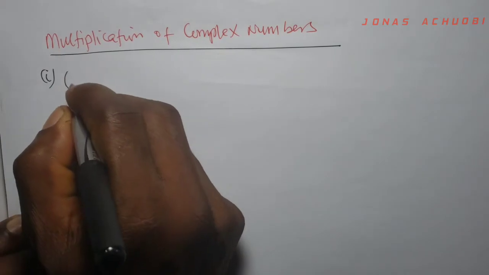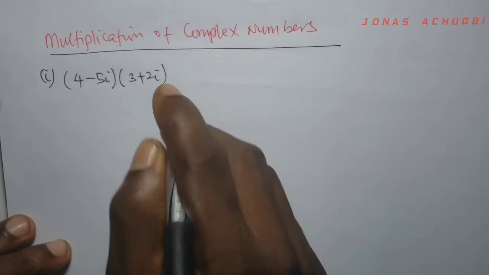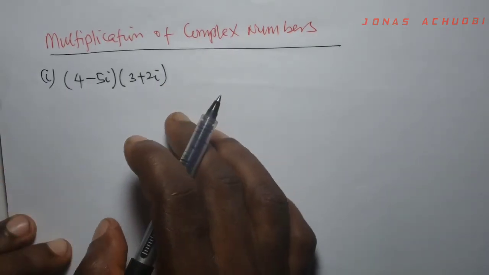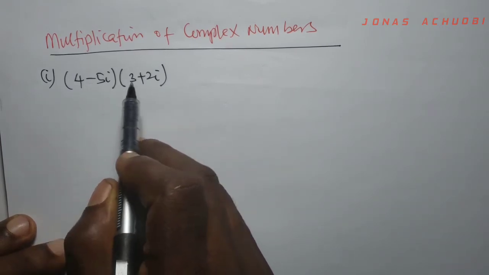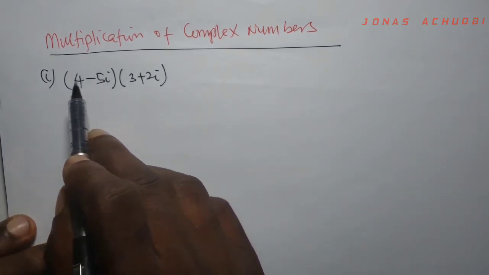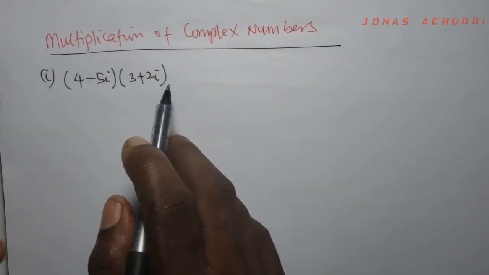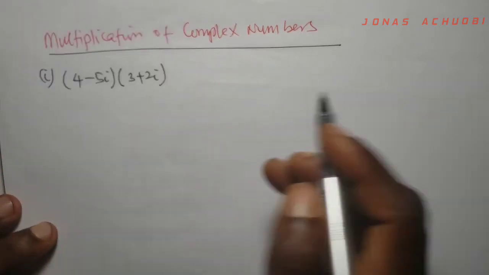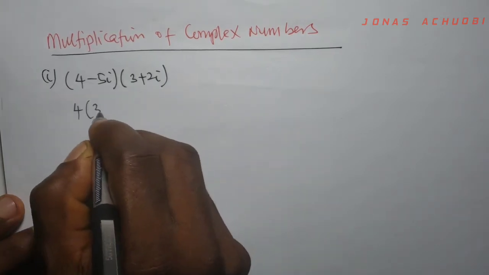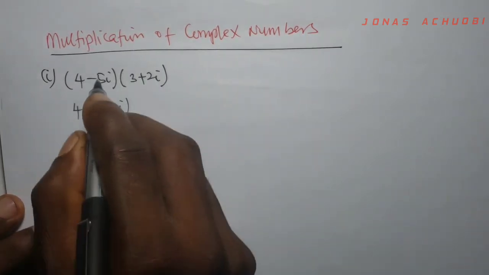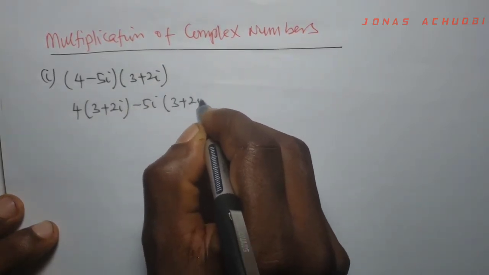So let us take one or two examples to illustrate what we are saying. Number 1, we want to multiply 4 minus 5i times 3 plus 2i. So it's a normal multiplication process, except that now we are dealing with complex numbers. The first complex number is 4 minus 5i, with real part 4 and imaginary part minus 5, and the second complex number is 3 plus 2i. So we carry out our normal expansion. We use 4, the first term, and multiply everything in 3 plus 2i. Then use the second term, minus 5i, to multiply everything in 3 plus 2i.